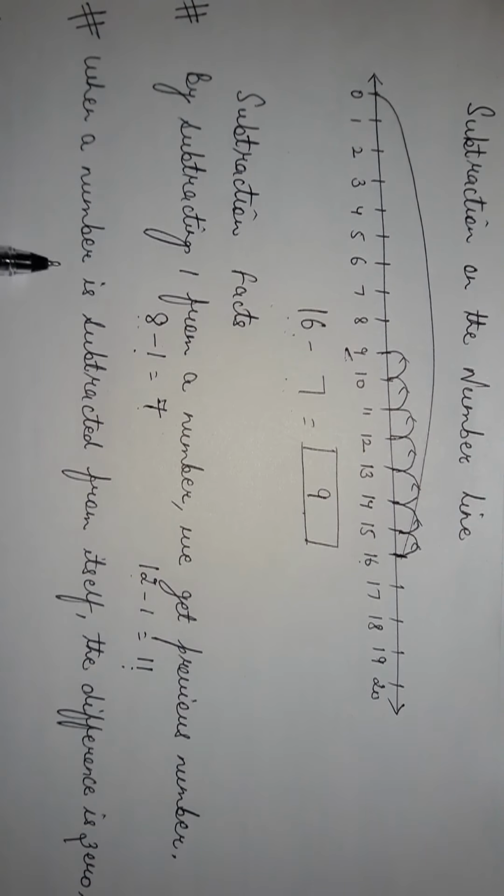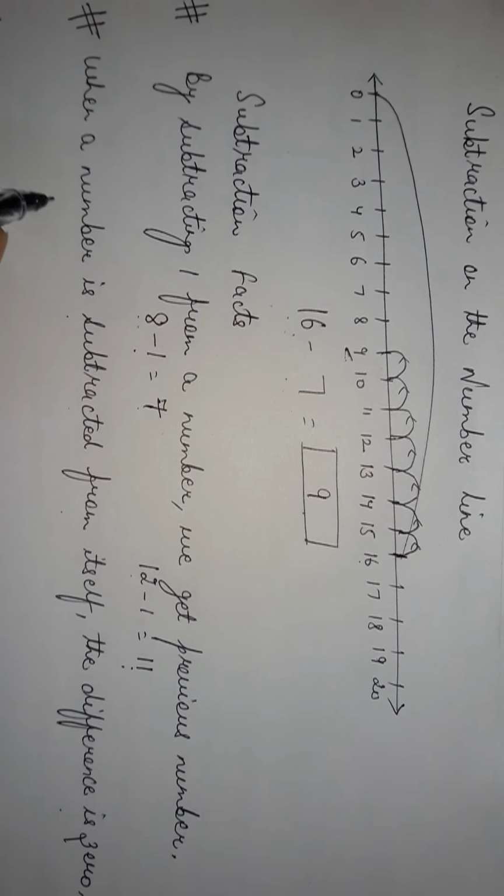Next is, when a number is subtracted from itself, the difference is 0. It means whatever number is given, when you subtract that same number from it, what answer do you get? You are getting the difference 0.